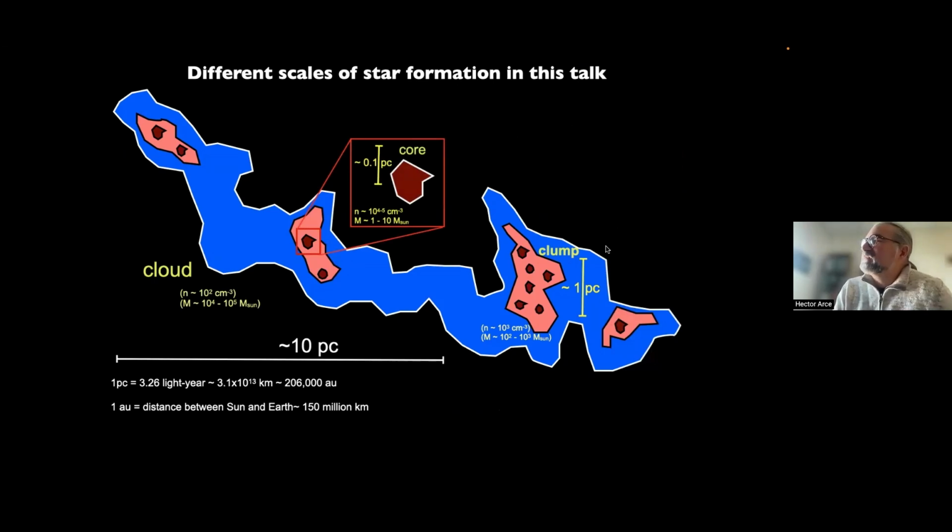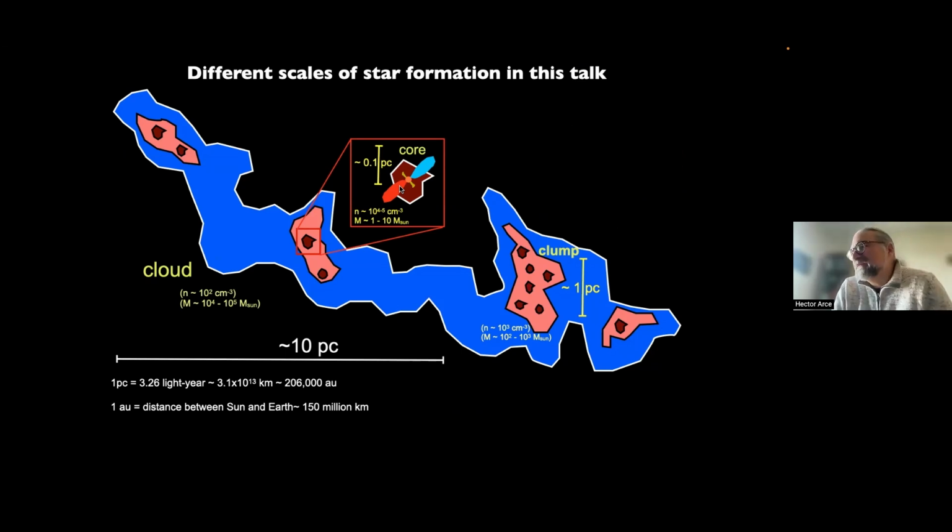Inside those cores, which are about 0.1 parsec in size, that's where one or a few stars will form. And each star will be surrounded by a disk. That's where eventually the planets will form. And the protostars will be powering what we call outflows, emanating from the poles, pushing the gas around it.